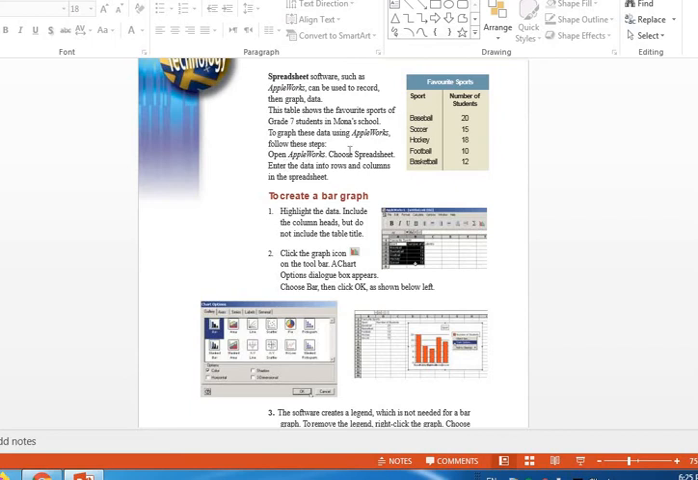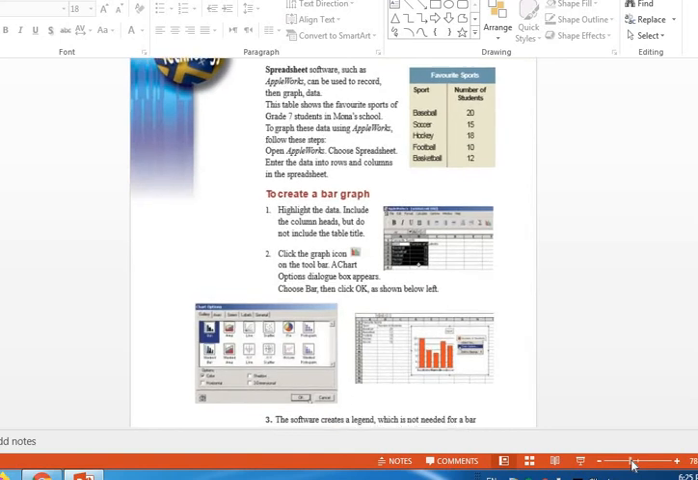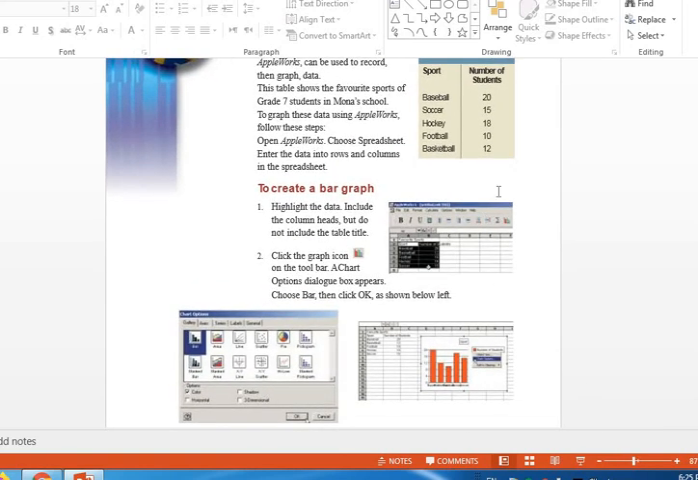Open AppleWorks, choose a spreadsheet, AppleWorks in the computer. So choose a spreadsheet, enter the data into rows and columns like this. Okay, to create a bar graph, highlight the data, I will enlarge this for you. To create a bar graph using the computer, highlight the data, include the column heads, but do not include the table title. Don't include the table title here. Click the graph icon.